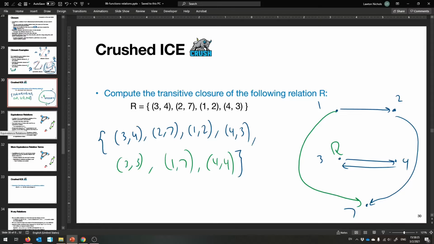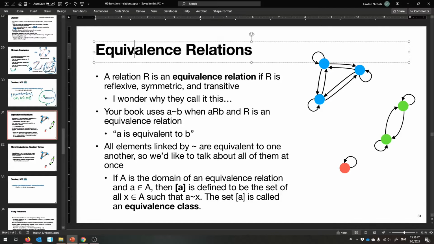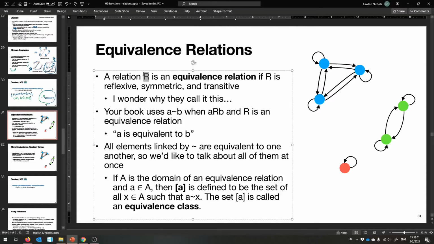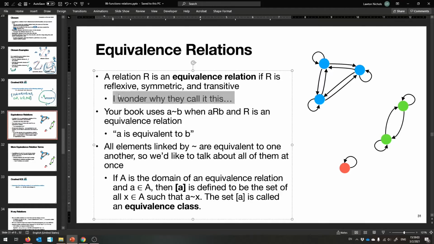And now we're ready for a very, very important concept. Okay, we had to mess around with all these silly terms to get here, but it's very, very nice now that we're here. Okay, so you're ready for what's called an equivalence relation. Okay, so when you have a relation R, we say that it's an equivalence relation if it is reflexive, symmetric, and transitive. Okay, it has to be all 3. And why in the world might they call it this?